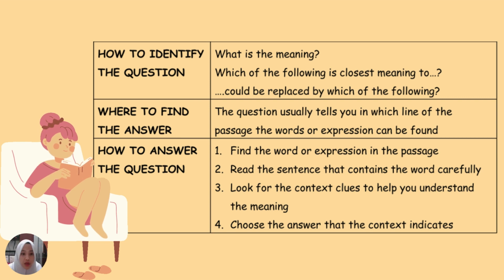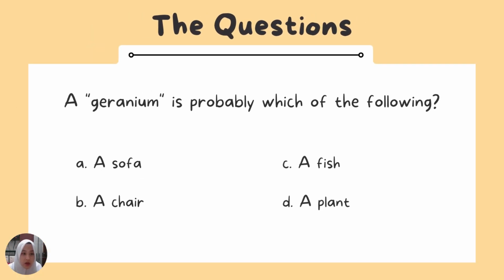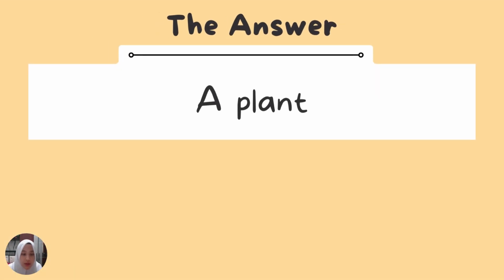So let's move to the next slide. I will give you an example. A line in the passage: she has a large geranium growing in a pot in the corner of her apartment. So, next slide for the question. A geranium is probably which of the following? For the options: A, a sofa; B, a chair; C, a fish; and D, a plant. So the answer is D, a plant.